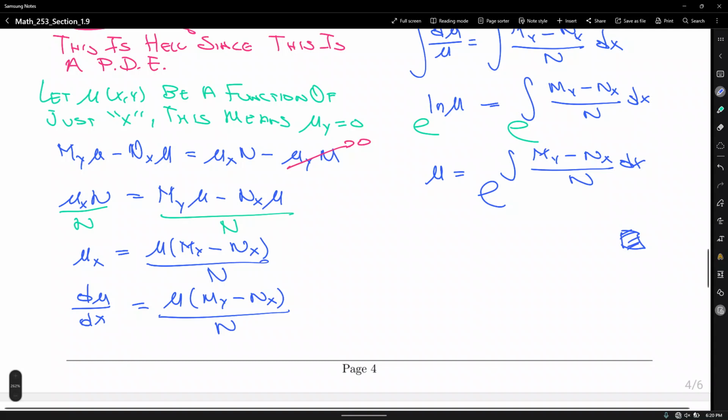That's the mu that will turn a non-exact differential equation into an exact equation. That's the derivation, the proof of where it's coming from. See how this puts together a lot: a separable equation, multivariable functions here and there. Okay, let's flip the page.